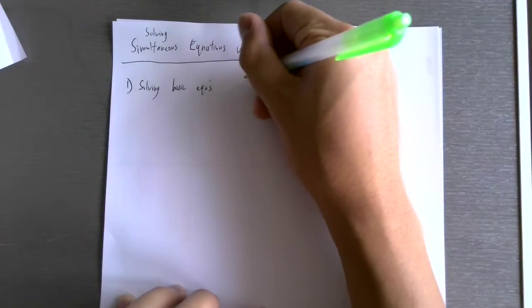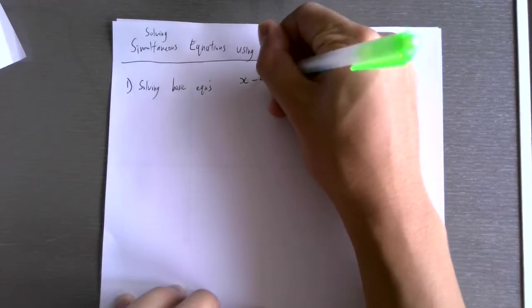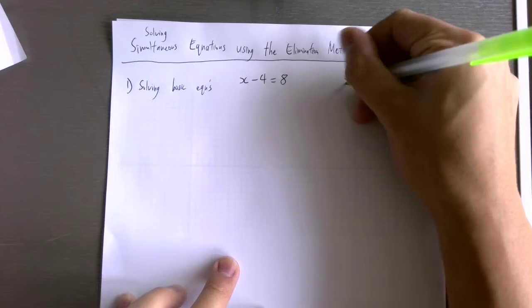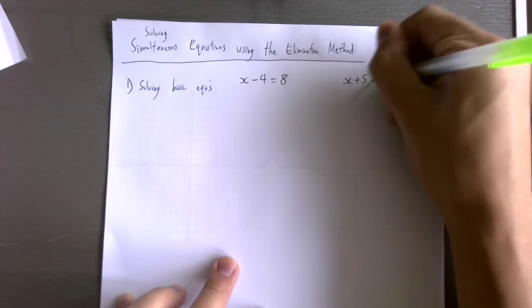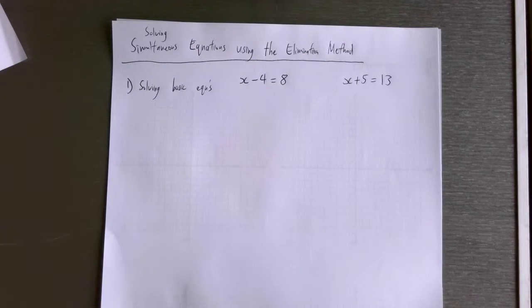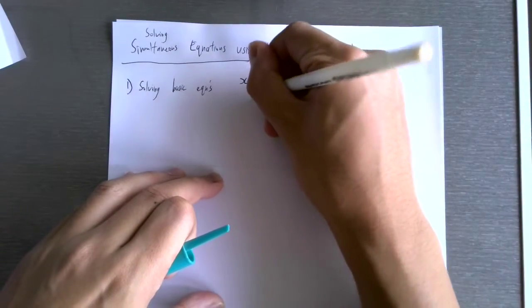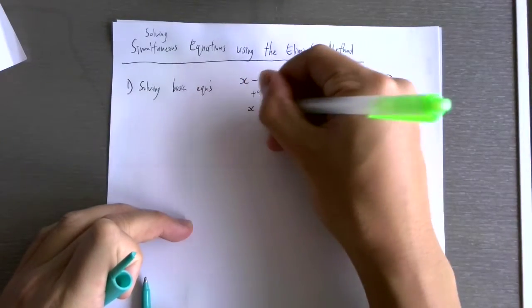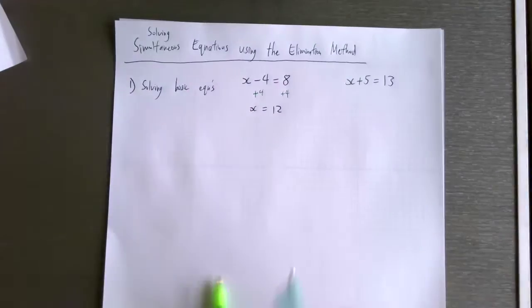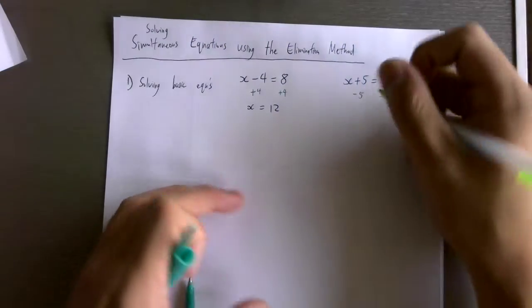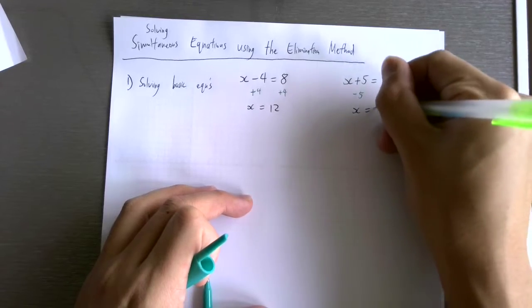So if I have an equation, let's say x minus 4 equals 8, and I've got another equation, x plus 5 equals 13, can we solve these equations? What you'll probably say is yes, we can add 4 to both sides, and then we'll end up with x equals 12, and here we can minus 5 from both sides, and then we get x equals 8.